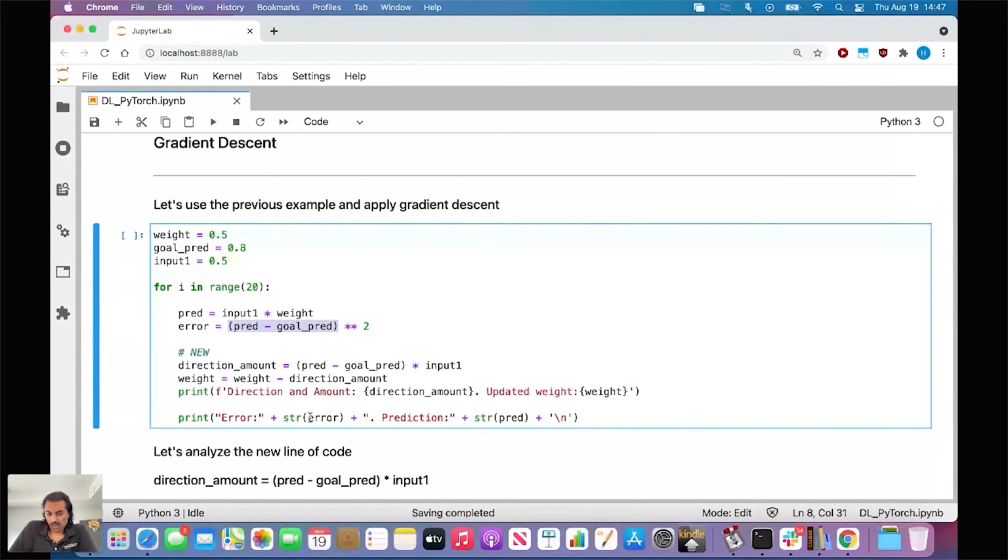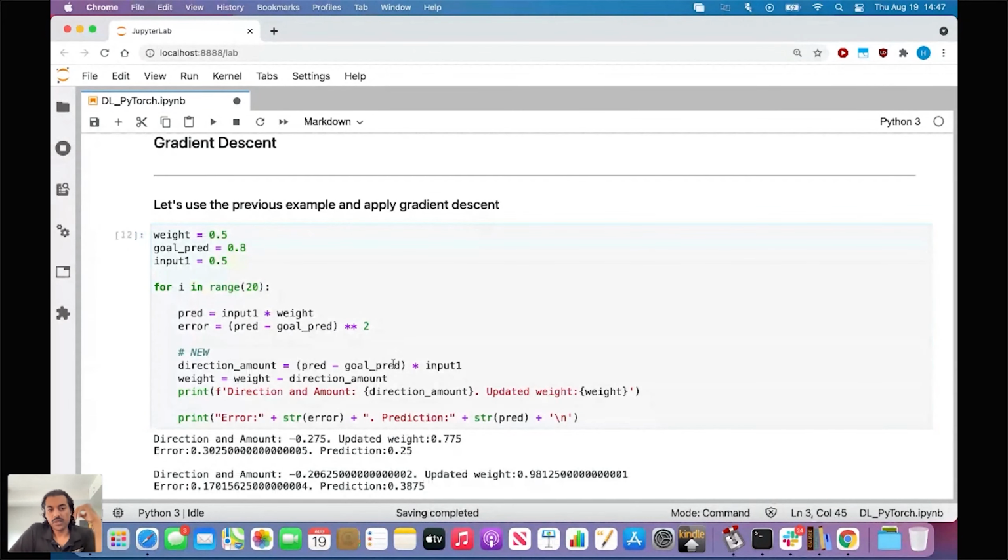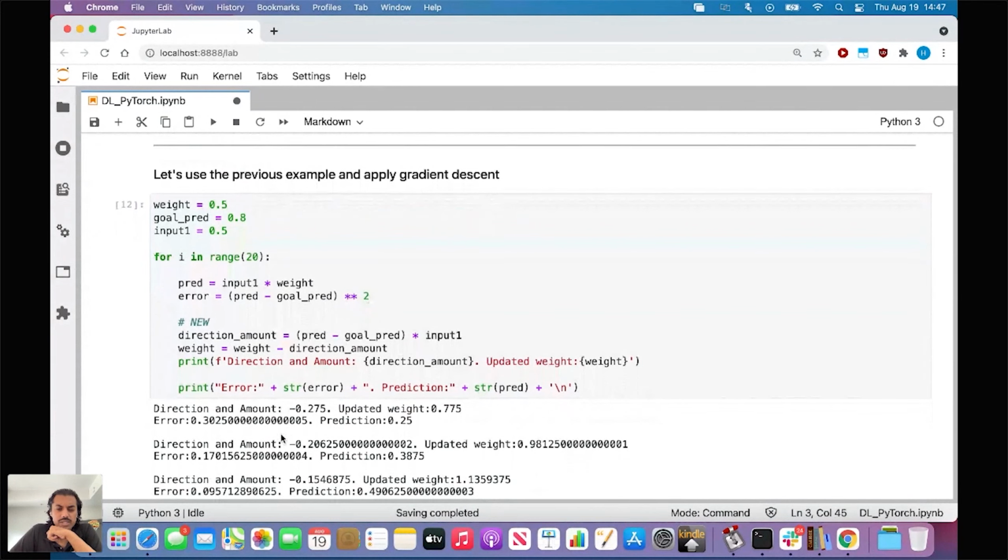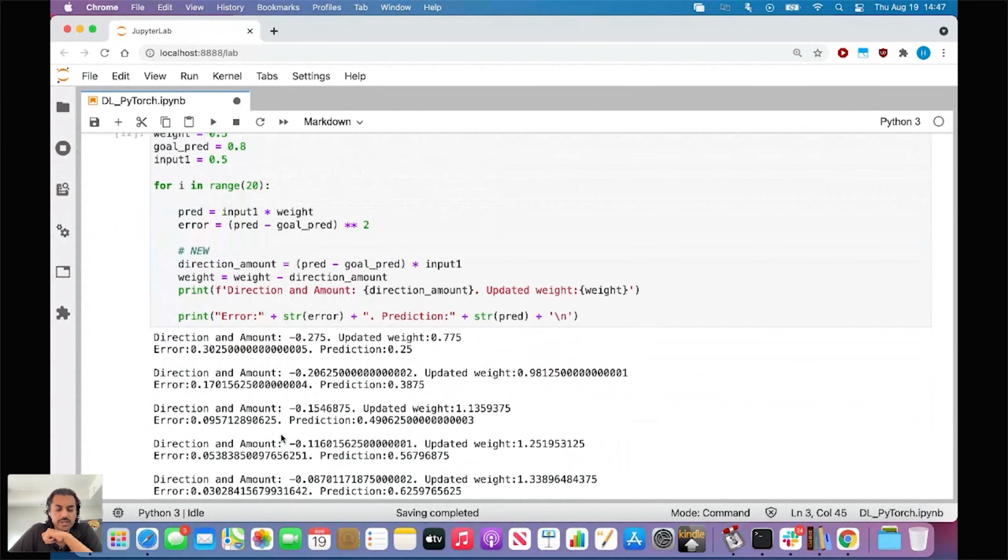I think when I run this cell, hopefully it'll be a little bit more intuitive. So let's take a look at the results that we get. Let's walk through a couple of these iterations and see what happens. In our first iteration, it looks like our direction is 0.275, our updated weight.